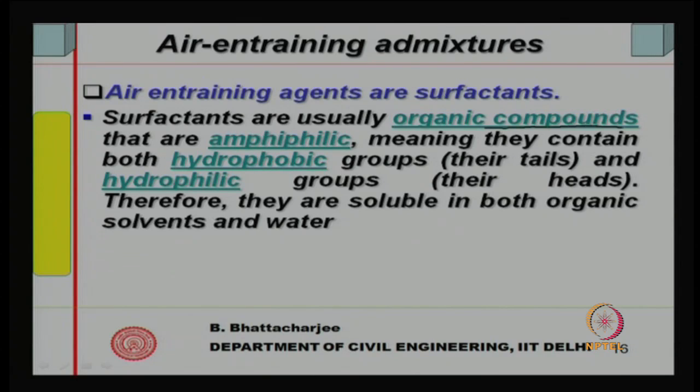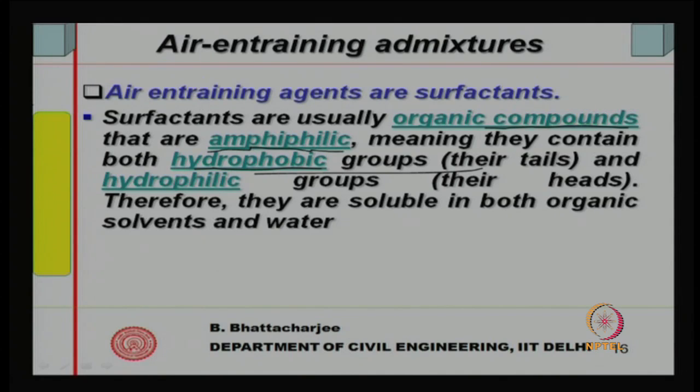As you can see, they are organic compounds, and they are amphiphilic. What is amphiphilic? Amphiphilic means that they have got both hydrophobic tails and hydrophilic heads. What is hydrophobic? It will push the water away, reject the water. Hydrophilic goes well with the water. Since they are hydrophilic, they are soluble in water and they are also soluble in organic solvents. So, they are amphiphilic, resulting in both hydrophobic and hydrophilic behavior.